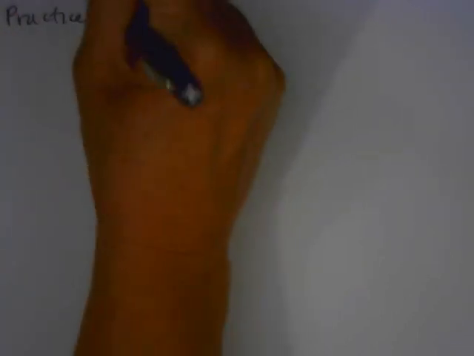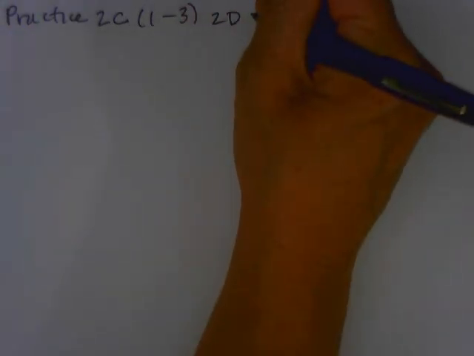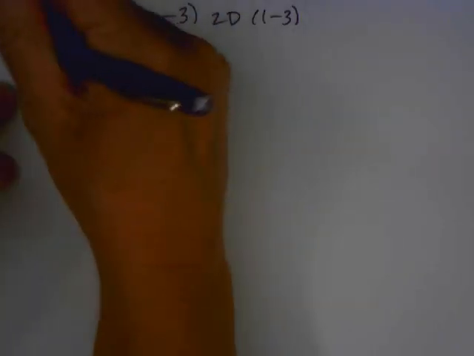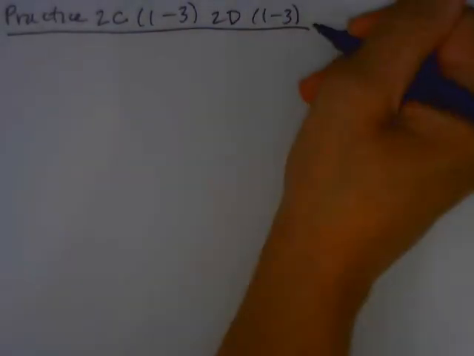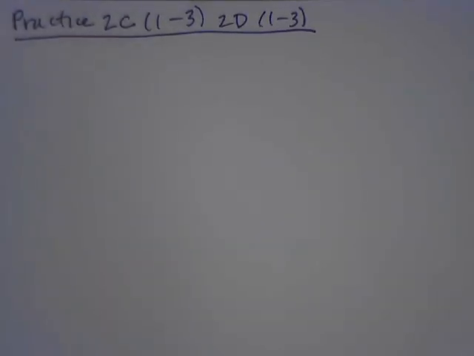Okay, we're going to do practice 2C, 1 through 3, and 2D, also 1 through 3. So practice 2C has to do with displacement with constant acceleration, and D has to do with velocity and displacement with constant acceleration. So let's look at number 3.